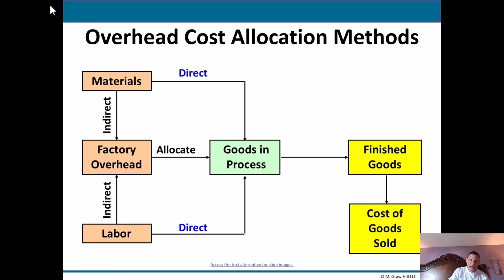So the first thing we're going to talk about is overhead cost allocation methods. Remember, you're always going to have your materials, your labor, and your overhead. The overhead is basically, if it doesn't fit into the materials or the labor category, then it's going to go into the overhead. So the overhead is kind of all the indirect stuff, if you will.